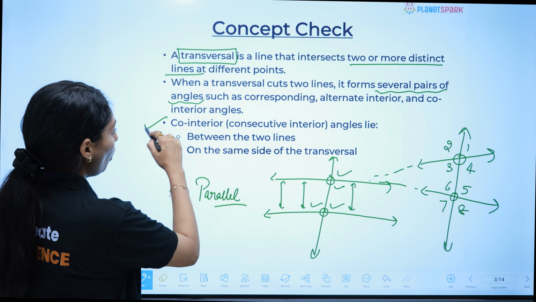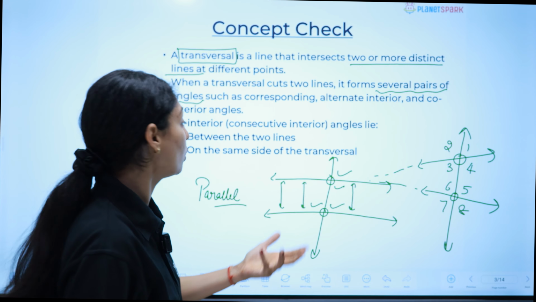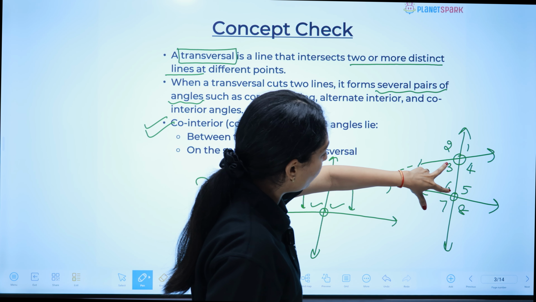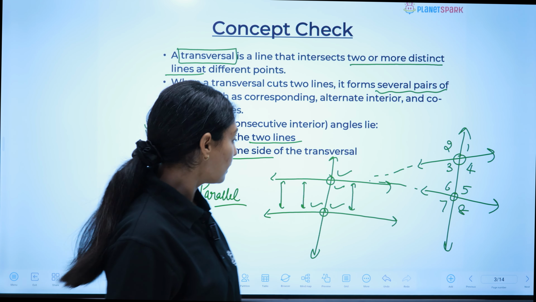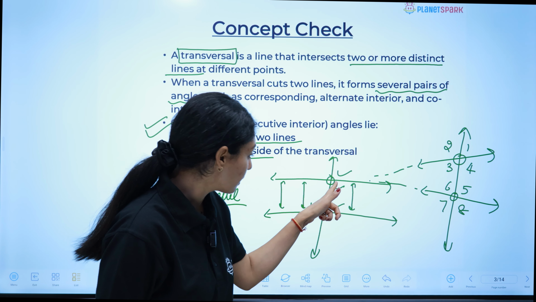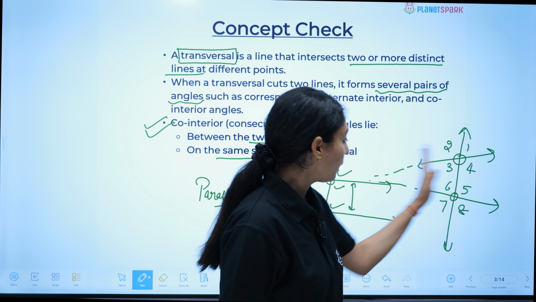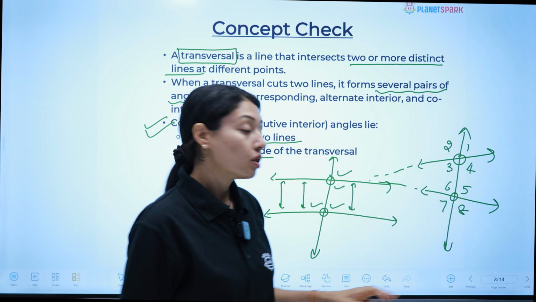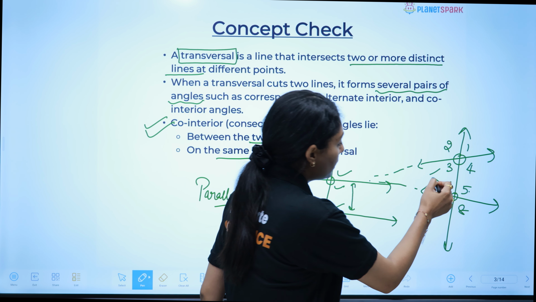Now, co-interior or we can say consecutive interior angles. Which angles are these and where do they lie? Between the two lines. दो lines के बीच में. And on the same side of the transversal. That is, अगर हम transversal के right hand side के angles को consider कर रहे हैं, so we can say these two angles, angles 4 and 5, right? And here on the same side, that is on the left hand side of the transversal and between the lines, 3 and 6. Right? So angle 4 and angle 5 are co-interior angles. Angle 3 and angle 6 are co-interior angles.